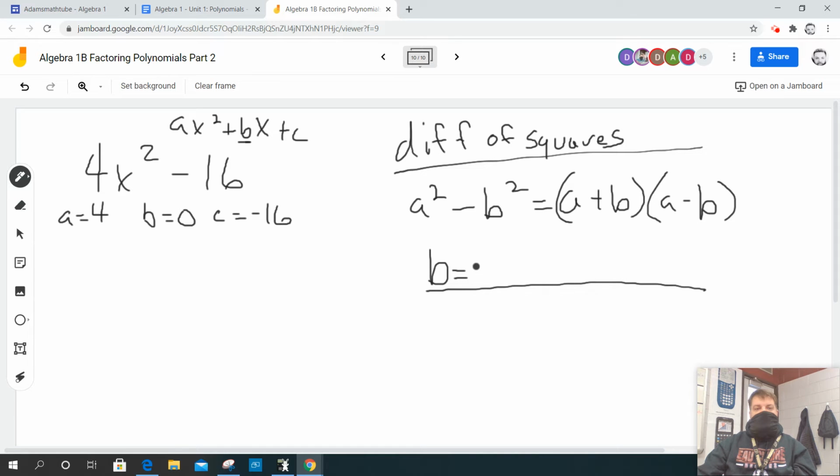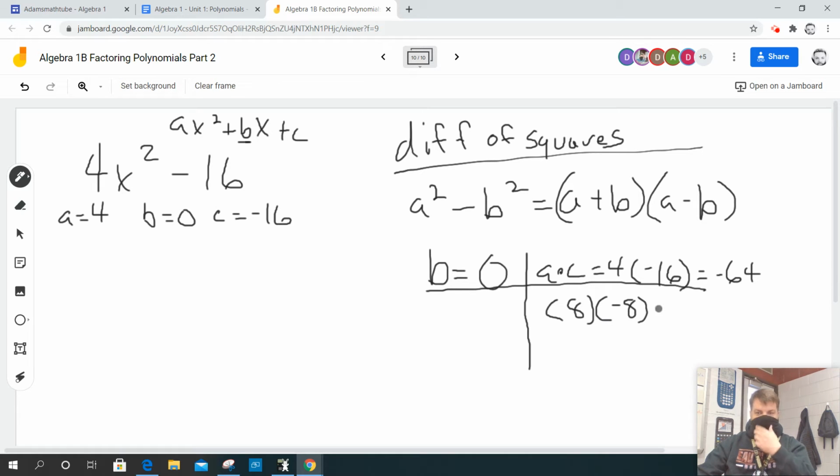All right. So I guess we've got to find two numbers that when you add them up, they equal 0. And when you multiply those same two numbers, it's going to equal a times c, which is 4 times negative 16. That's equal to negative 64. Oh, I know what they are. It's 8 and negative 8, right? Because negative 8 plus 8 equals 0.